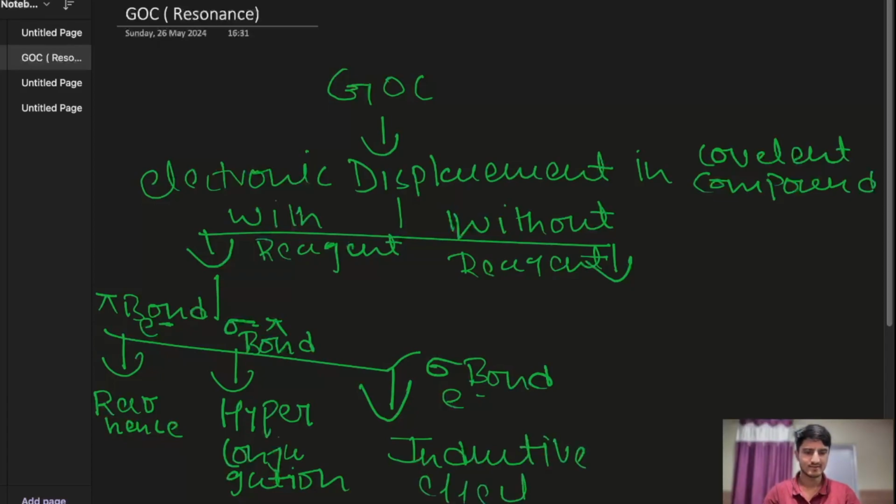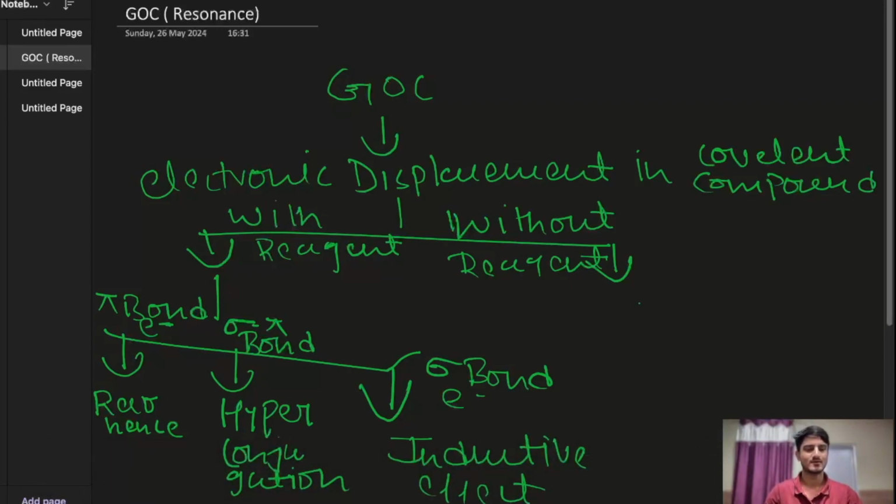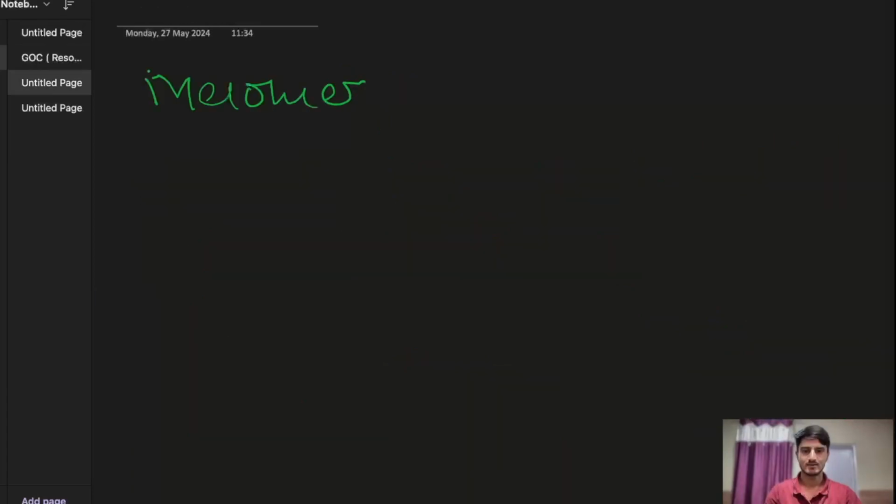Basically these are the different ways in which electrons move in a molecule. And with a reagent, I hope you have heard this name, the mesomeric effect. It is done using a reagent. Let's look into it. Let us suppose we have a carbonyl compound.